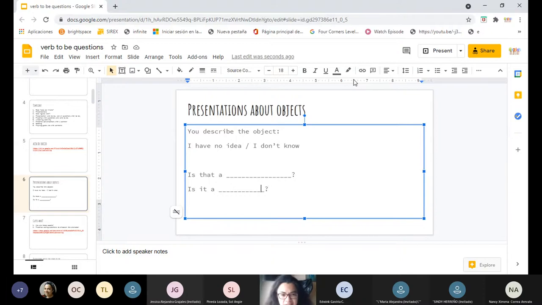For example, is it a pen? All right. Is it a car? Is it a skirt? Is it a t-shirt? Etc. Okay. Sometimes, remember, we're going to say an. For example, is it an apple? Okay. Is it an elephant? Okay. Is it an owl? Example. Okay. So you can say a or an depending on the object.